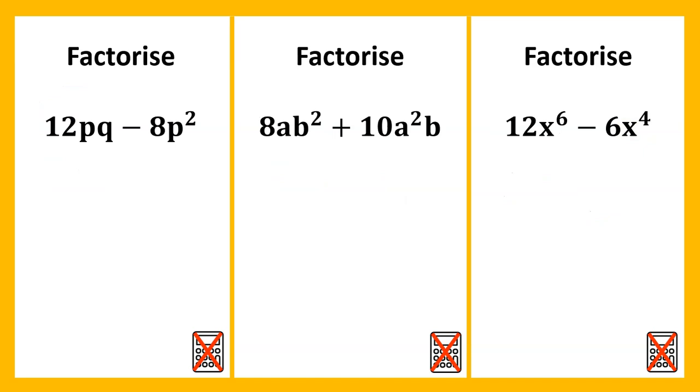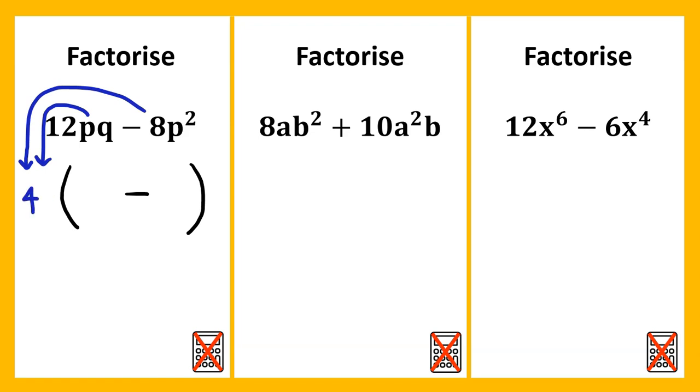On to the intermediate questions, with a slight increase in difficulty. 12 and 8 have a highest common factor of 4. Looking at the variables pq and p squared, both of these are divisible by p, which is common to both.